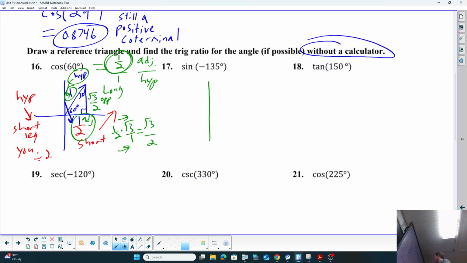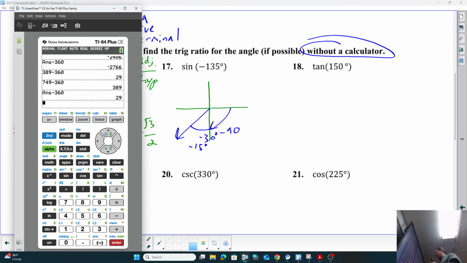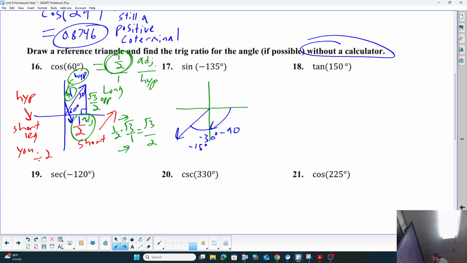Okay, here we go. So where is sine of negative 135 degrees? Ugh. So that's going to be negative 90. So we're going to keep on going, negative 120 and then 135. So we're going to go minus 30 degrees more and then minus 15 degrees more. And that right there should be the right spot for our angle, because negative 90 plus negative 30 plus negative 15 should be, yep, negative 135.